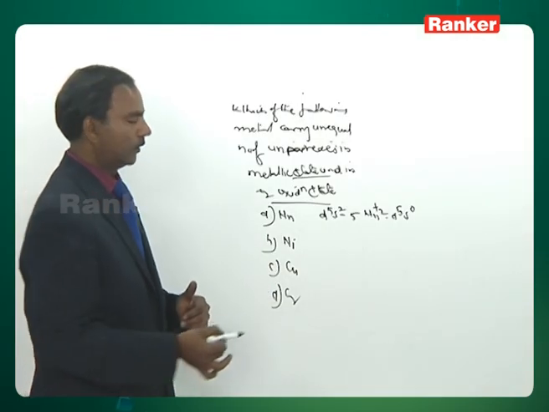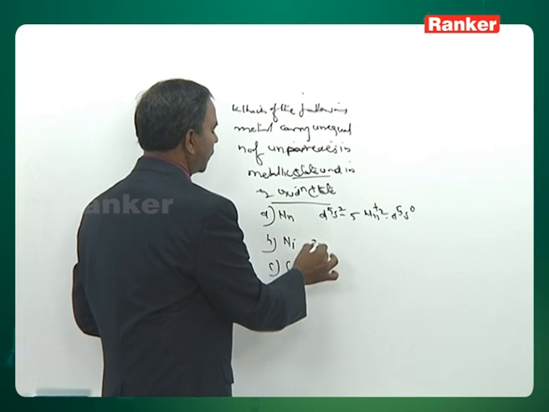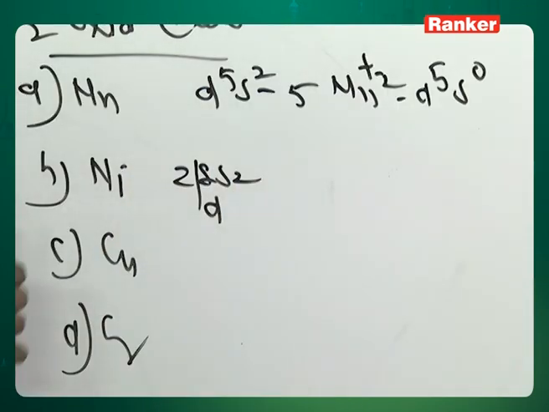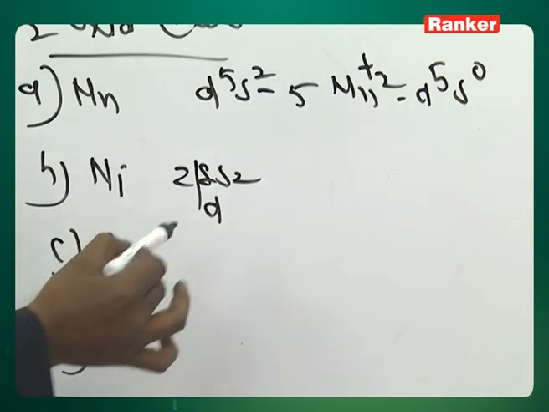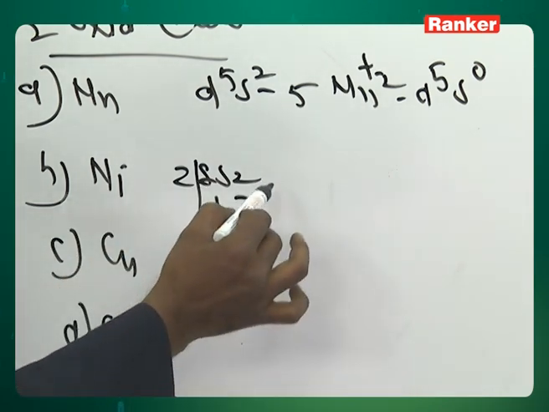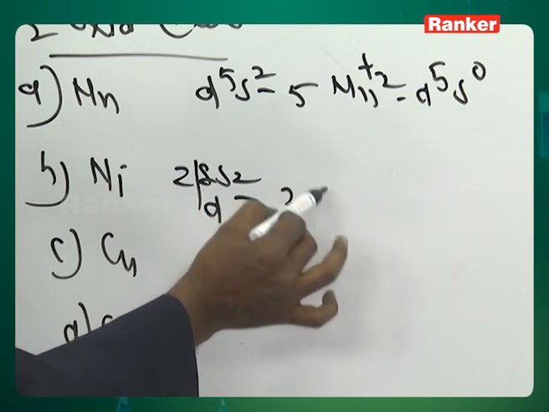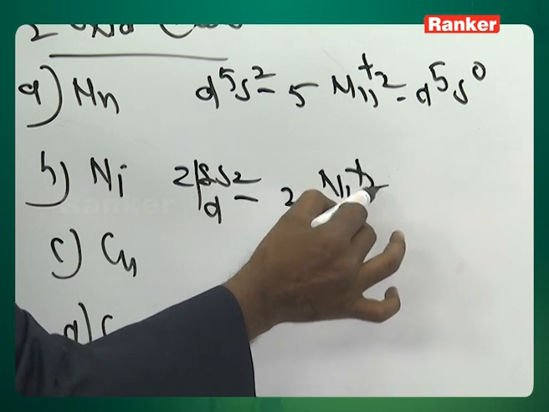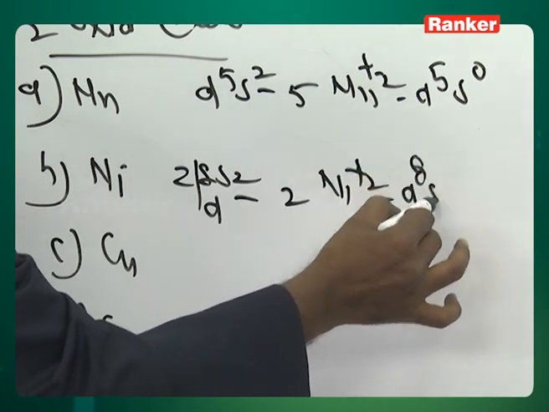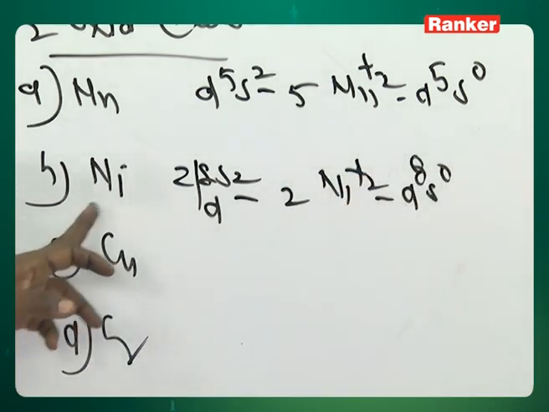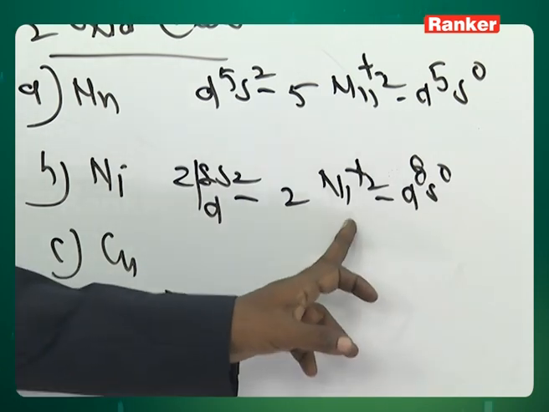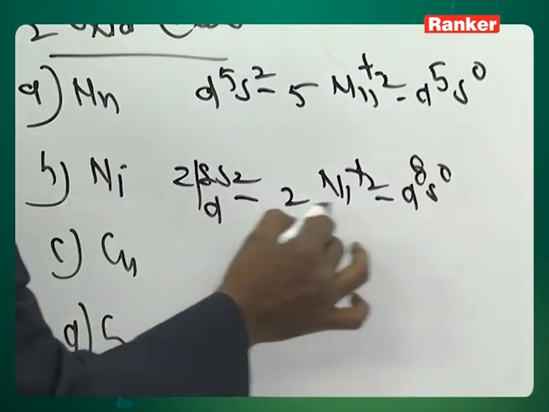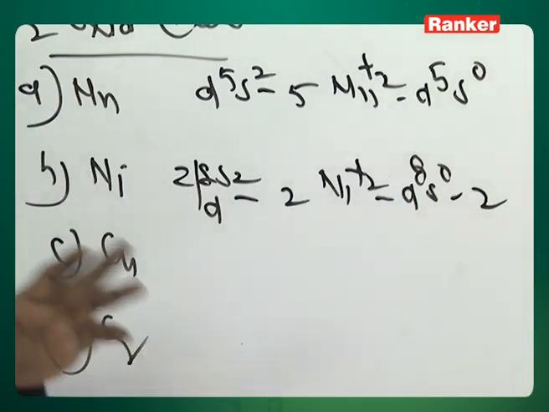Coming to nickel. 28 means D8S2. D8, how many unpaired electrons? 2. And you make it nickel +2, still it is carrying D8S0. The metallic state D8 only, and nickel +2 also D8. Both have the same number of unpaired electrons, here 2, here also 2. This is not our answer.